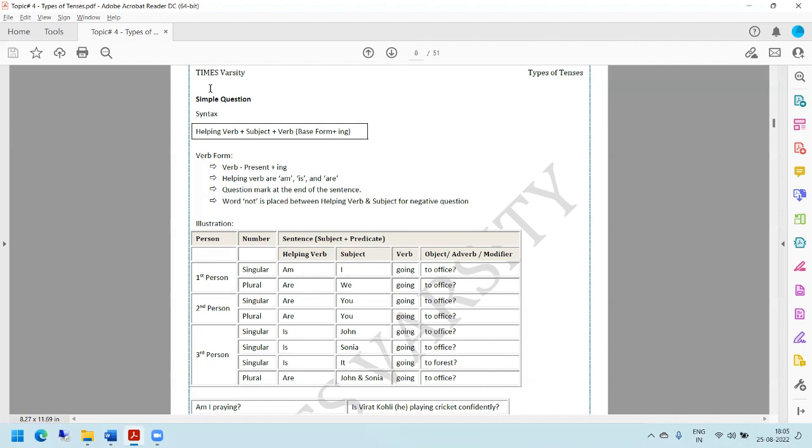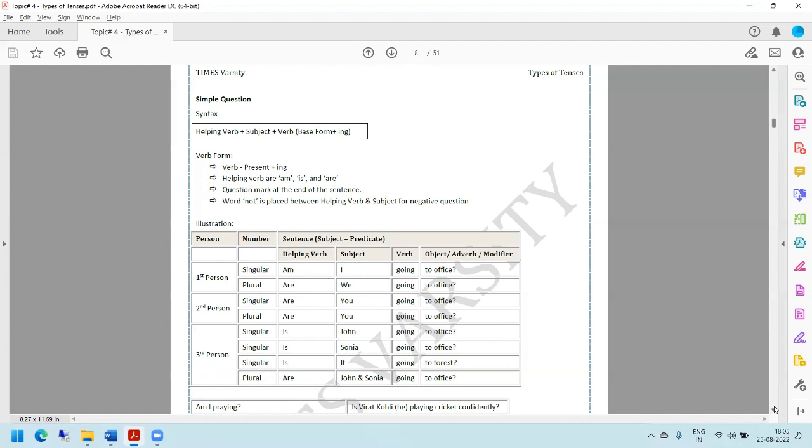And for simple, all simple questions start with a helping verb, then subject, verb, and the rest of the words. So, is it going to forest? Are John and Sonia going to office? So only the helping verb is... here in case of a simple question, the helping verb is coming before the subject.